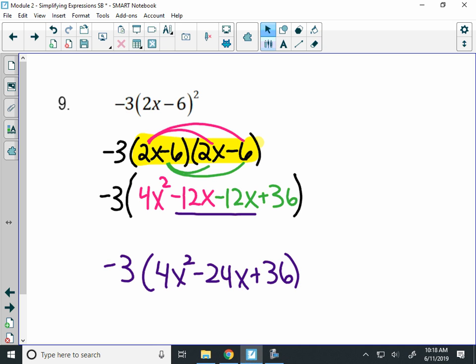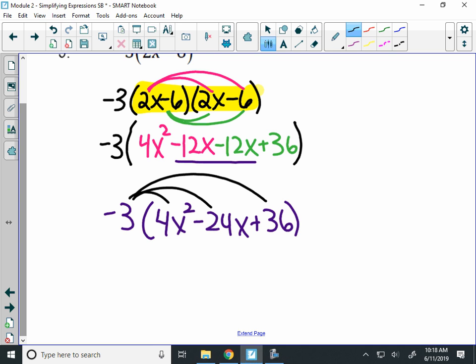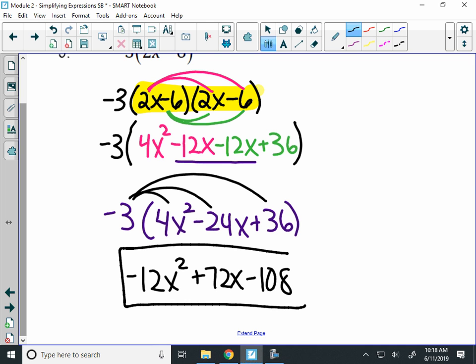And finally, I can distribute the negative 3 to all three parts of the trinomial to simplify. So that gives me negative 12x squared. Negative times the negative is positive 72x. And 3 times 36 is negative 108. And that's your final answer.